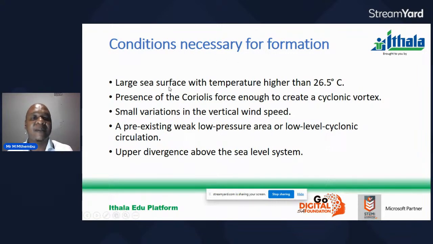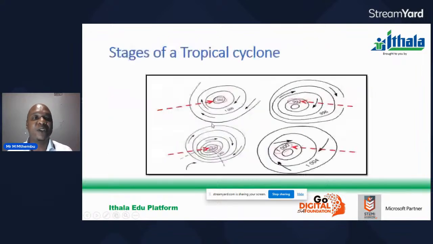You need a large sea surface with a temperature higher than 26.5 degrees Celsius to be present. You need the presence of Coriolis force enough to create a cyclonic vortex. Remember, the Coriolis force deflects the winds either to the left or to the right, depending on the hemisphere. You need small variation in the vertical wind speed, a pre-existing weak low pressure area or low level cyclonic circulation, and upper divergence above the sea level system. That's what you need. These are the conditions that are necessary for the development of a tropical cyclone.